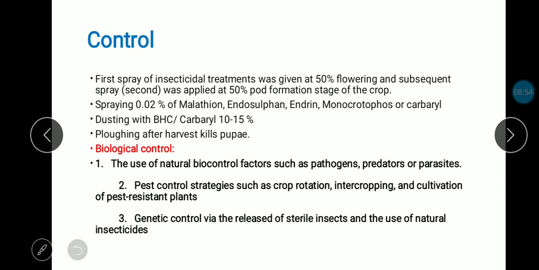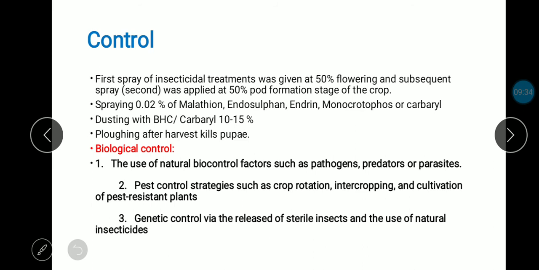The first spray of insecticidal treatment was given at the 50% flowering stage, and the second spray was applied at the 50% pod formation stage of the crop. Spraying 0.02% malathion, endosulfan, endrin, monocrotophos or carbaryl is used for its control. Dusting with BHC or carbaryl 10 to 15% is also useful.